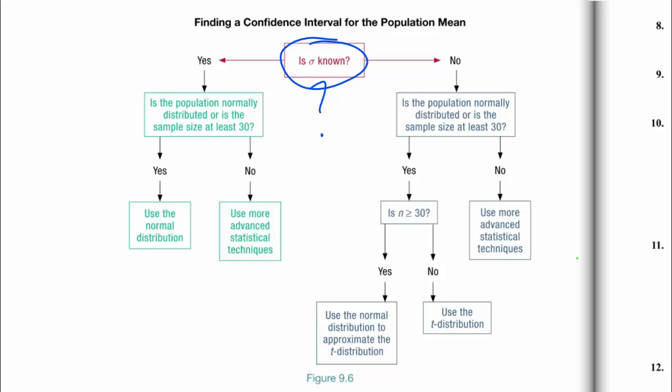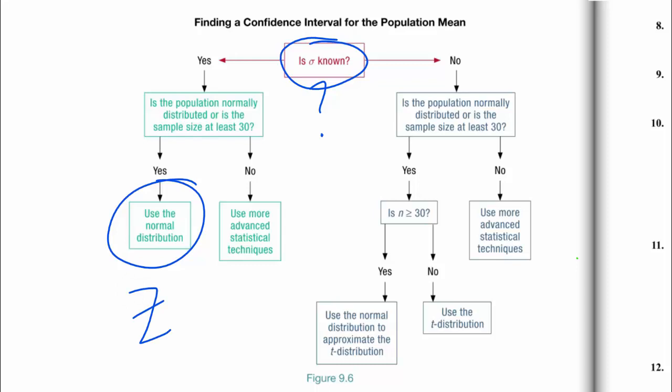And then we ask the next question: is the population normally distributed, or is the sample size at least 30? Well, we have to know that the population is big enough to justify our Z. And so, do we know that it's normally distributed? Sometimes in a question you'll hear a thing that says, we know it's normally distributed. Well, then you're good to go. And if it's not, or we don't know, then you look at N. Is N equal to or greater than 30? If it is, then we use the normal distribution. This is a Z. All right, fantastic.